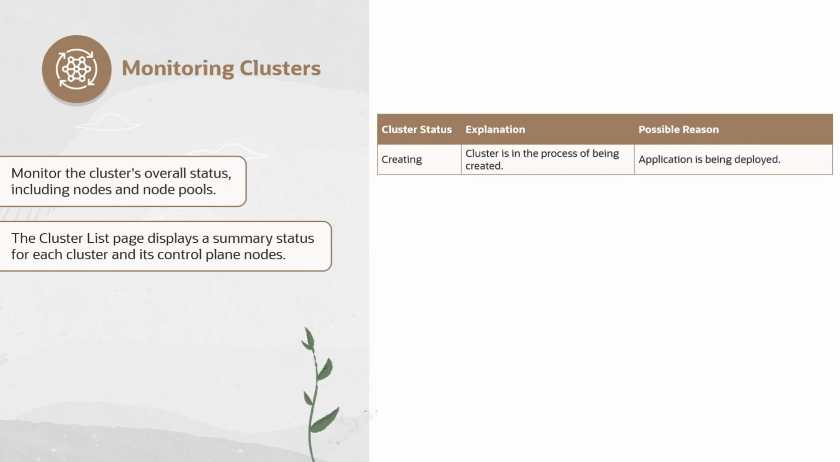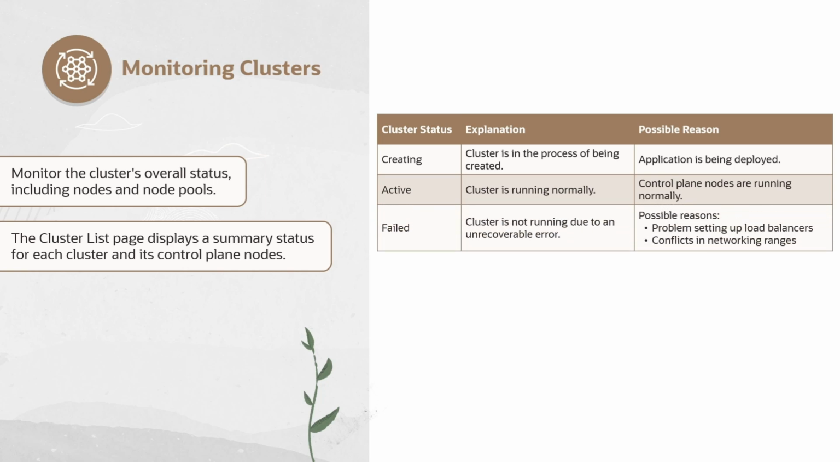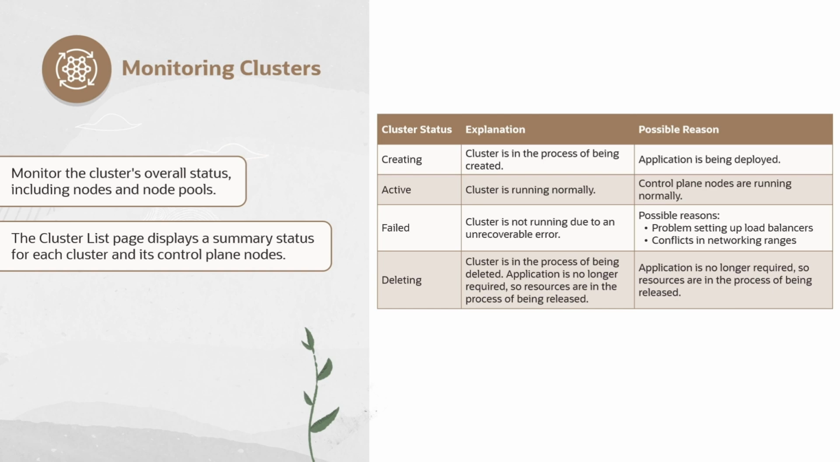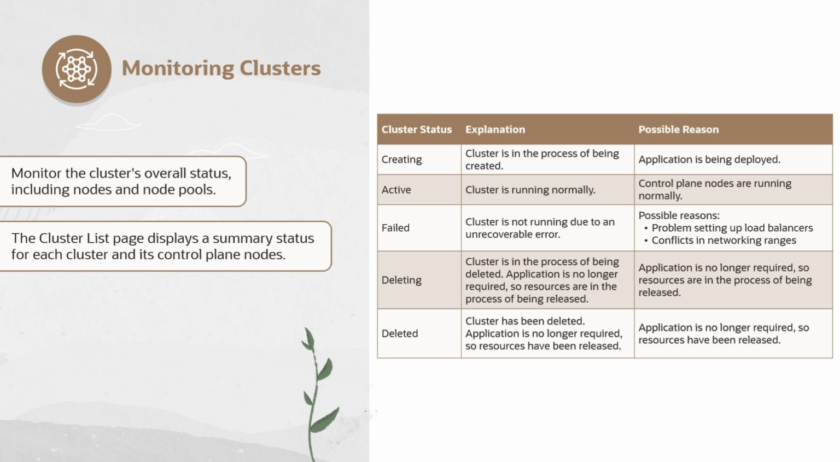When a cluster status indicates creating, it means the cluster is being created and applications are being deployed. An active state indicates the cluster is running normally with control plane nodes functioning as expected. A failed state indicates an unrecoverable error has occurred and the cluster is not running. Deleting indicates the cluster is in the process of being deleted and releasing resources. A deleted state indicates the cluster has been successfully deleted and resources have been released.